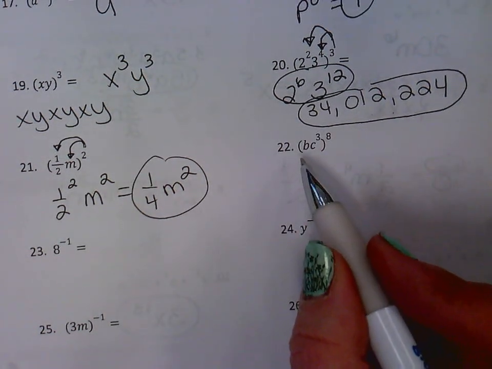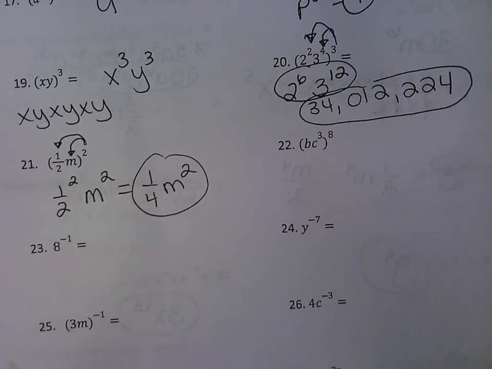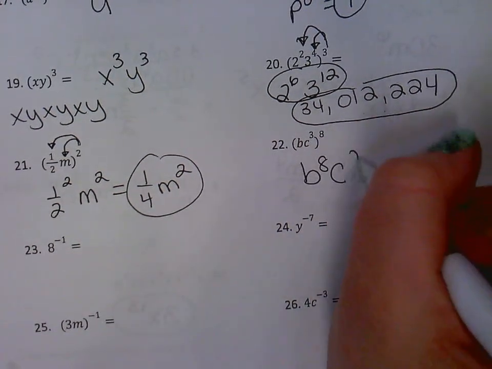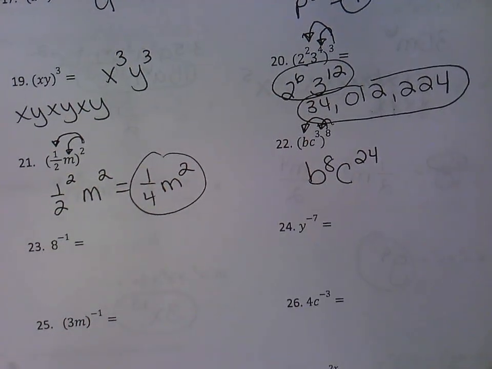What would number 22 end up being? And then we'll do negative exponent review after lunch. What would be that answer for 22? B8, C24. Make sure you give that exponent to every term inside so it doesn't get left out.